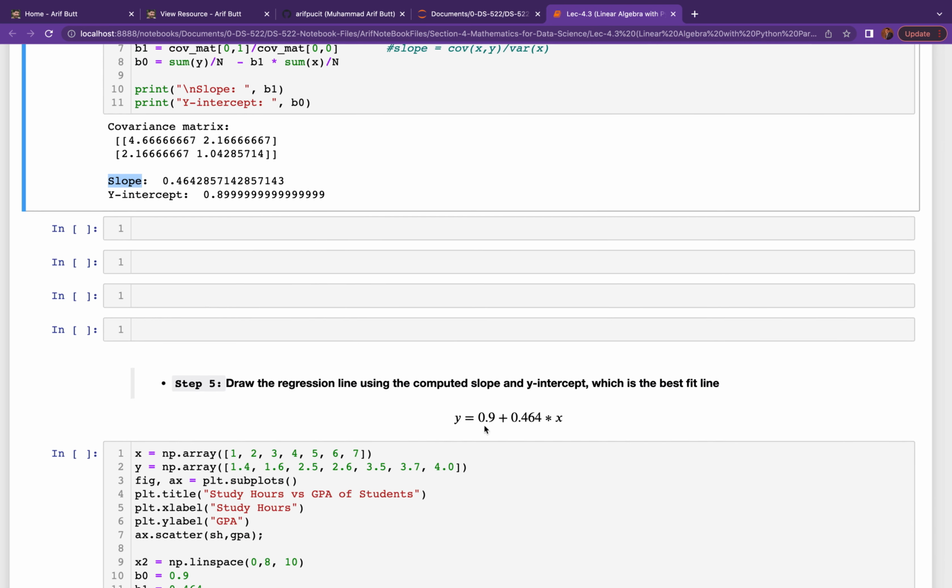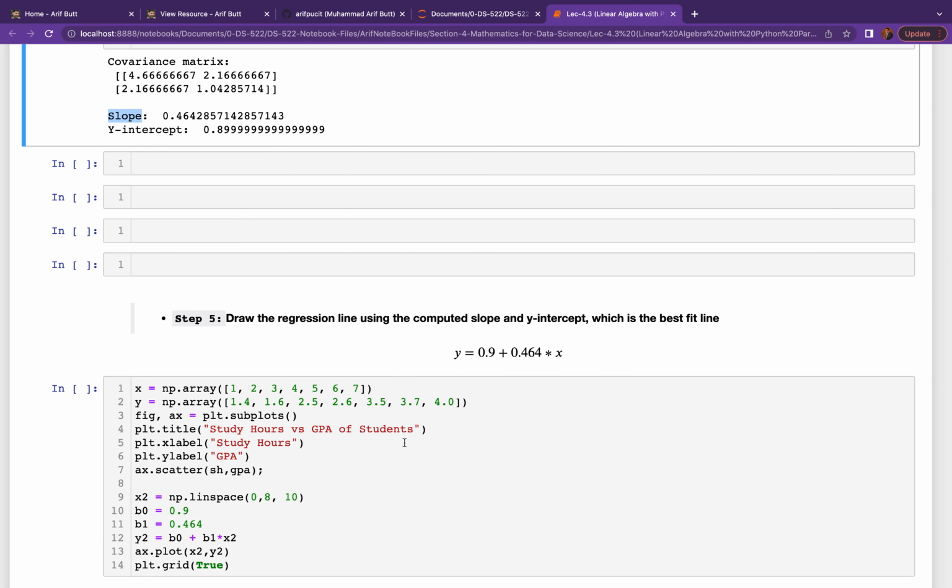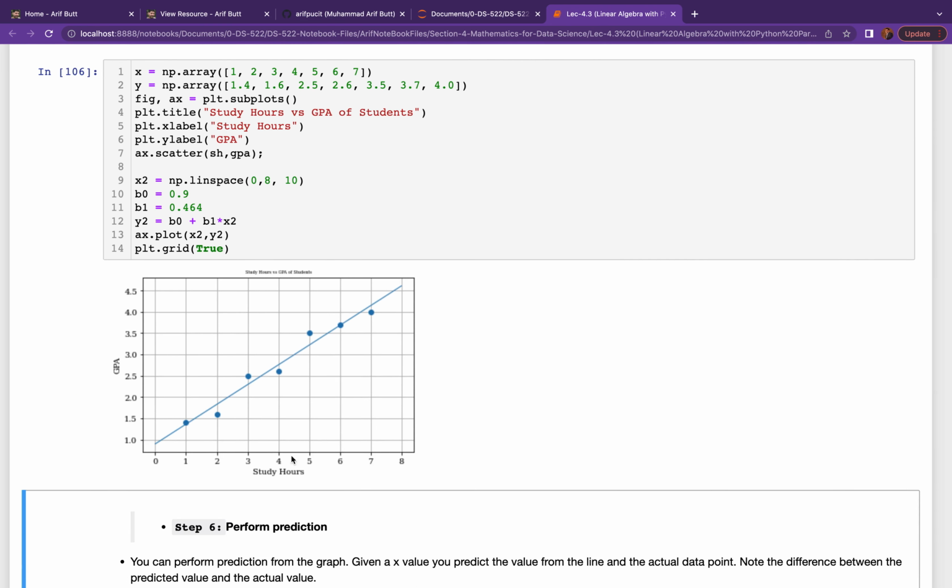Now we can easily write the equation. Y is equal to this 0.9. This is the y-intercept roughly and this is the slope, and we have the equation so we can easily plot it. So this is the line. My dear friends, now we have the line, so we can perform the prediction as well.